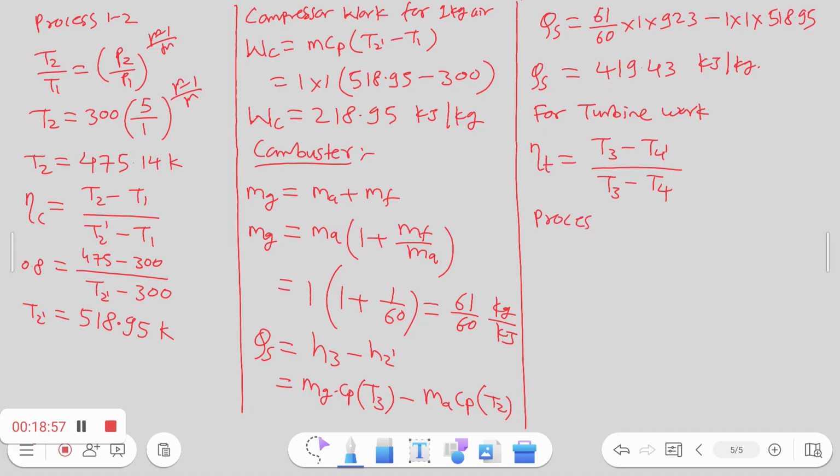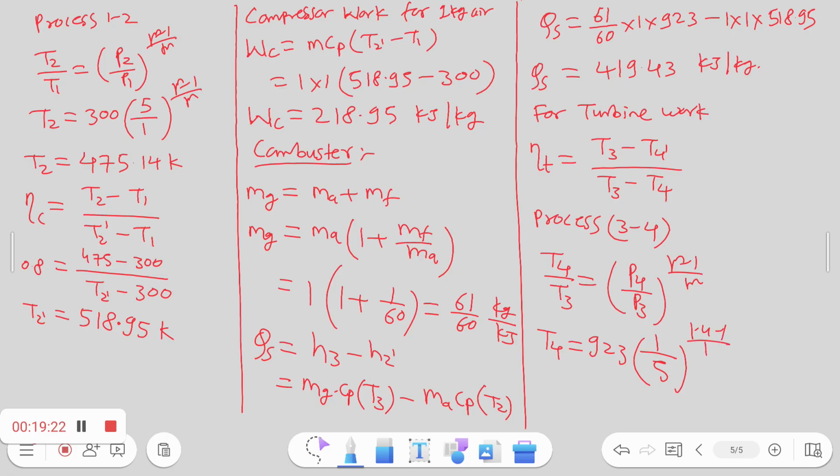So process 3 to 4 is isentropic expansion, right? So T4 by T3 is equal to P4 by P3 raised to gamma minus 1 by gamma. So T4 is equal to T3, which is given as 923. P4 is 1, P3 is 5, raised to 1.4 minus 1 by 1.4. So T4 is how much? Calculate it fast. Okay, so the T4 is 580.76.